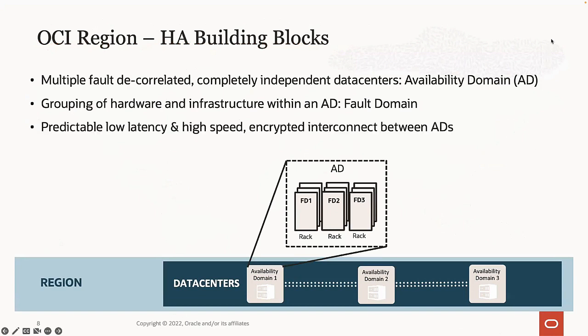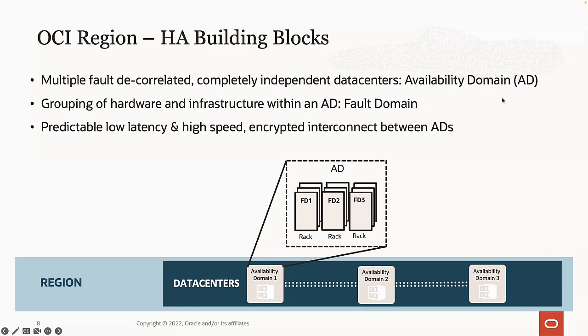And going into a bit of behind the scenes of a region, regions are comprised of what are called availability domains. Availability domains are basically just Oracle data centers where you will physically be hosting these resources or services. These availability domains are connected by a predictable, low latency, high speed encrypted interconnect. They are physically separated by fairly large distances, not as large as between regions, but large enough to not be likely to fail at the same time. So those are what comprise the region.